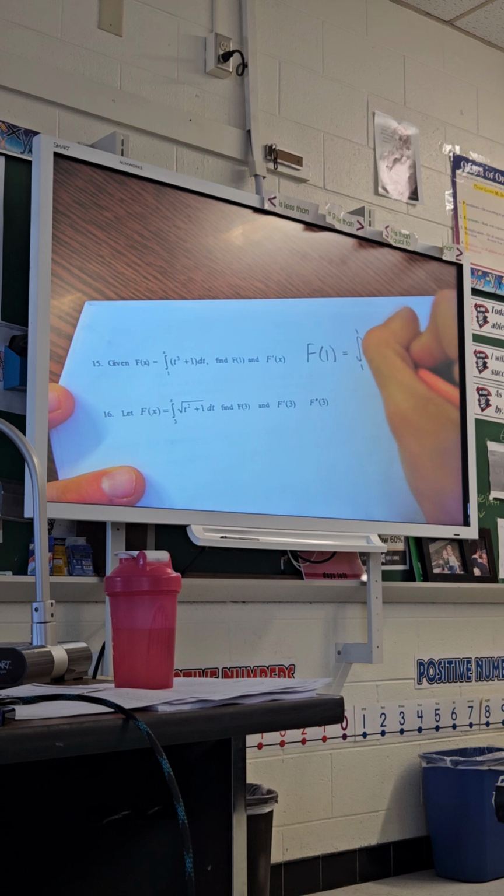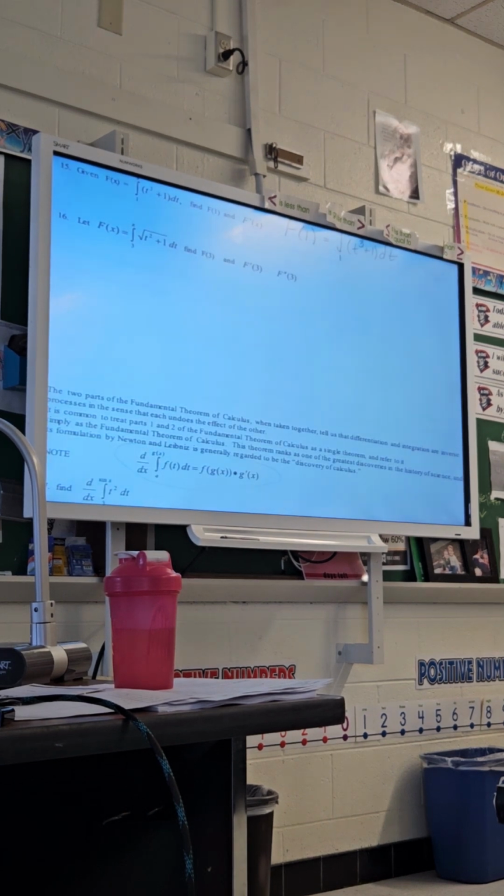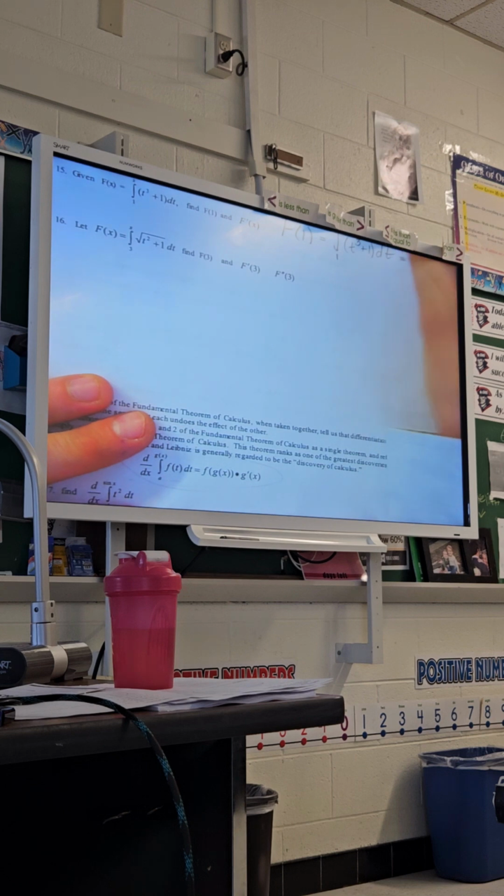T to the 3rd, there you go. And we already know when the limits are the same, what's the area? 0. See? We are looking for the area between two numbers, but the number is the same. So there's no area in between there. This is 0.